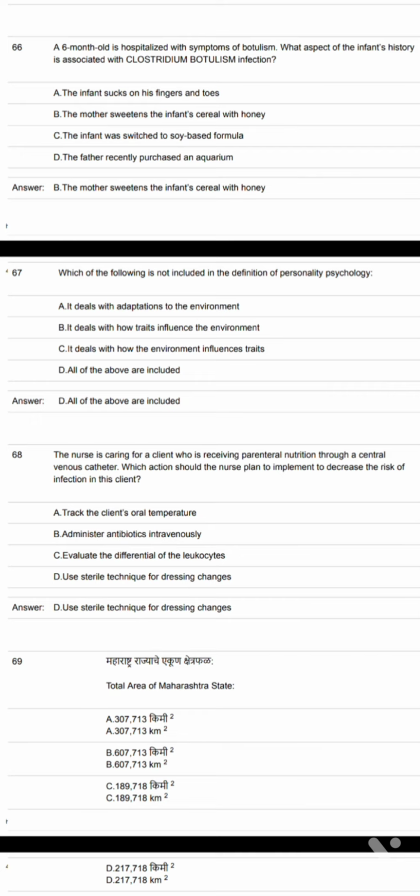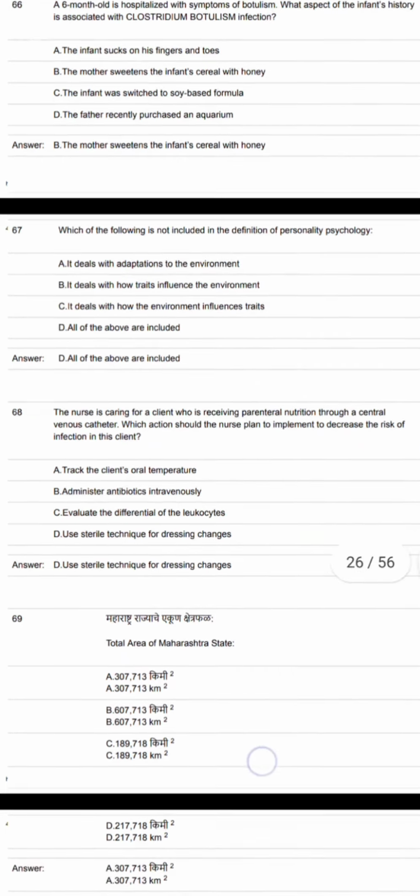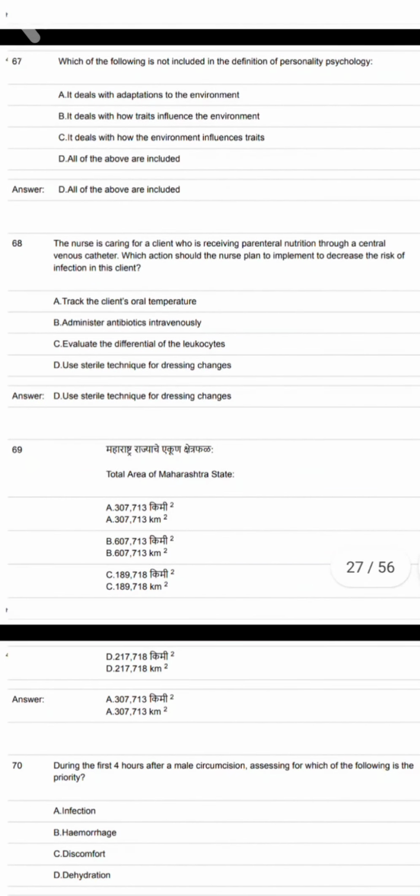68. Nurse is caring for a client who is receiving parenteral nutrition through a central venous catheter. Which action should the nurse plan to implement to decrease the risk of infection in this client? The answer is D. Use sterile technique for dressing changes.